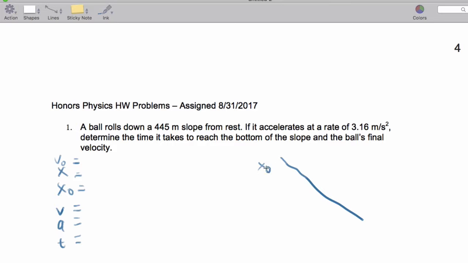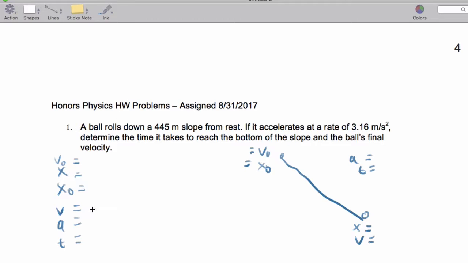So I'll have X naught, X, V naught, and then V here. And A and T I'll sort of draw in the middle because they're sort of for the whole duration. Now, then what I try to do is label every single letter in the problem from the picture.